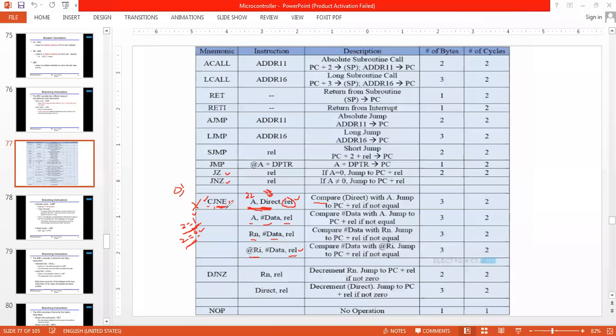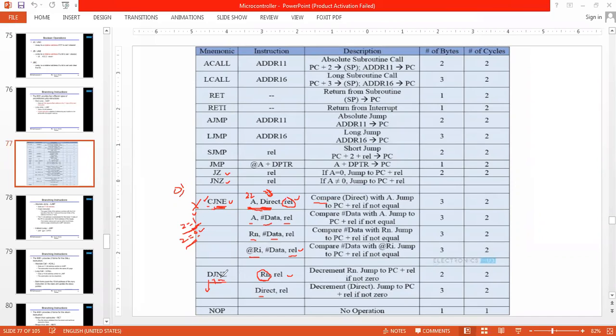Then compare and jump if not equal. DJNZ, decrement and jump if not 0. So what is happening here? Decrement the value. See, I can go for two ways. One is register, another one is direct address I can write. So here what will happen? Decrement the value of Rn. First decrement the value of Rn. Then jump if that value is not 0.